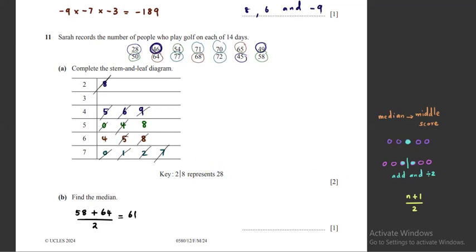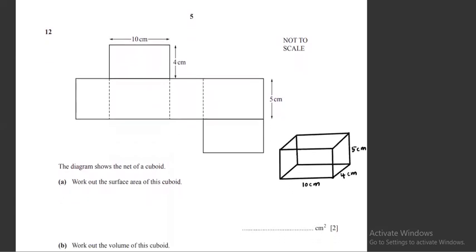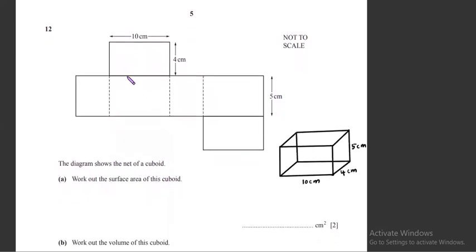Now let's move on to the next question that we have, which is question 12. This is the net of a cuboid that is given to us: 10 centimeters, 4 and 5 centimeters.